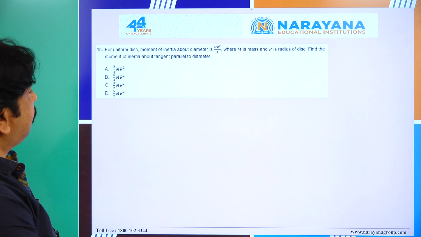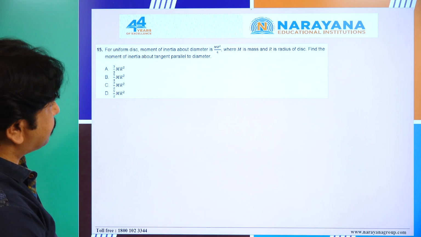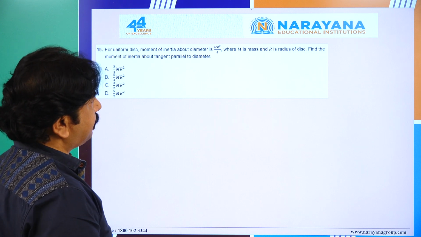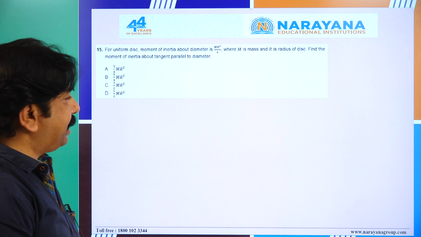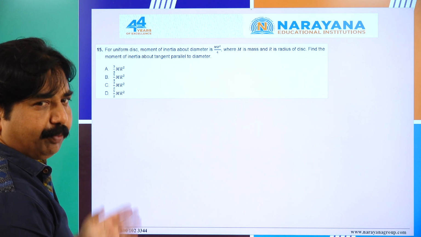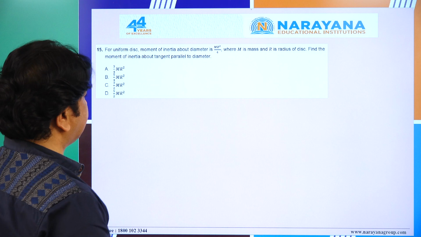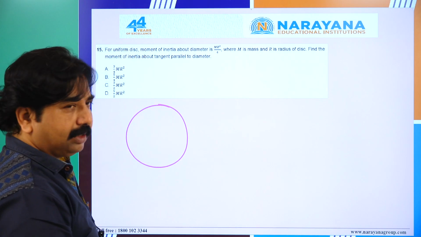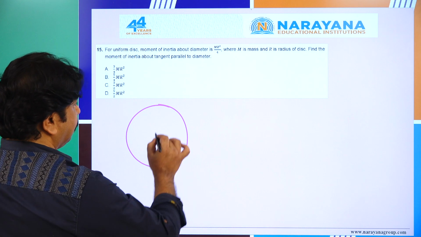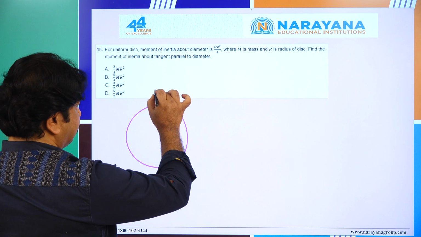For a uniform disk, moment of inertia about the diameter is mr square by 4, where m is the mass and r is the radius of the disk. Find the moment of inertia about the tangent parallel to the diameter. These are purely rotational mechanics and inertia concepts, and a very simple question also. For example, this is the uniform disk. Any one of the diameters I am considering here.